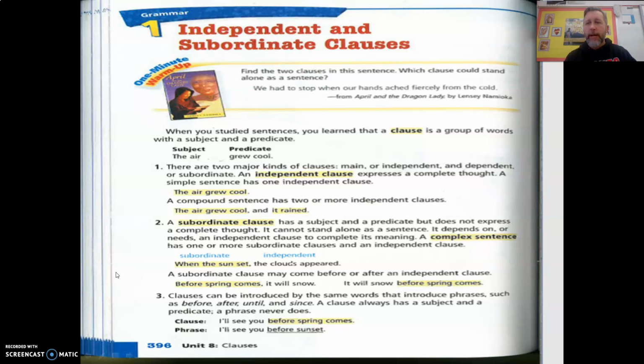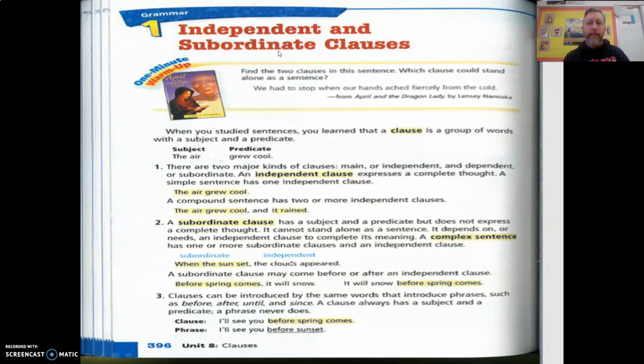You should have your books out right now, and let's go through this together. I want you to find the two clauses in the sentence on top of page 396 where it talks about 1-minute warm-up. Go ahead. Feel free to pause the video while you're doing it. I'm just going to assume that you're pausing. All right, did you come up with the two?